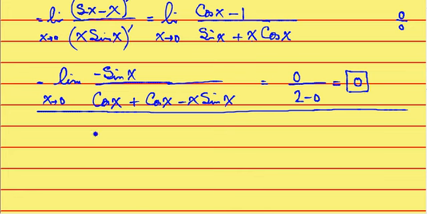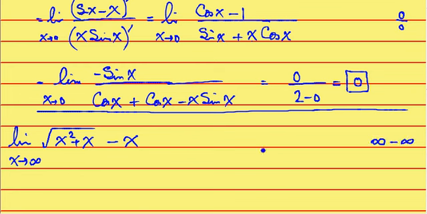Let's do, for example, radical x squared plus x minus x. Take a limit of this when x goes to infinity. When x goes to infinity, inside this radical is infinity, square root of that is infinity, minus another infinity. So at this level we are still dealing with infinity minus infinity form. How do we handle this?